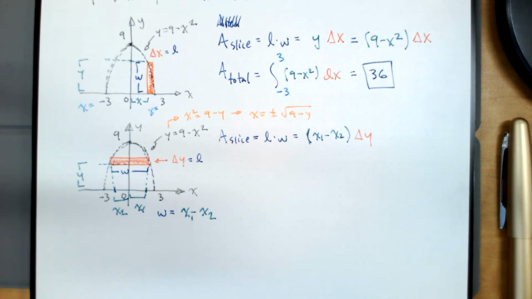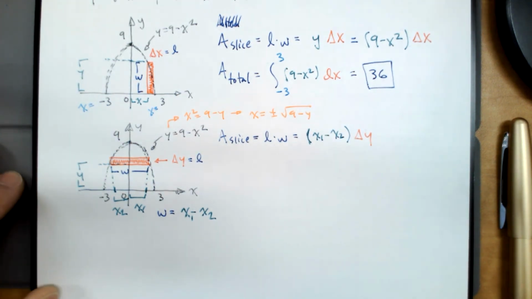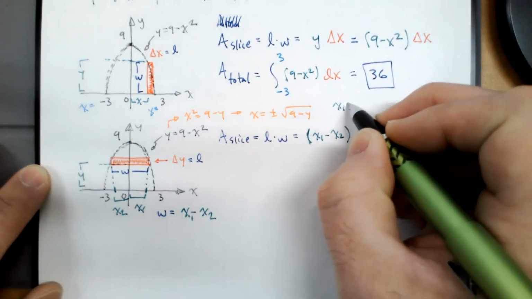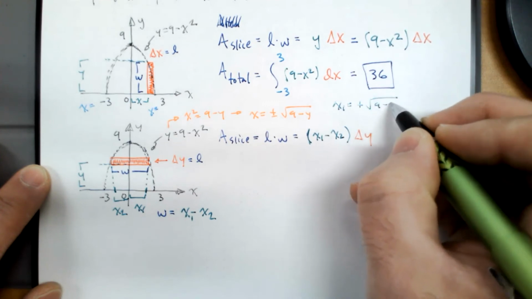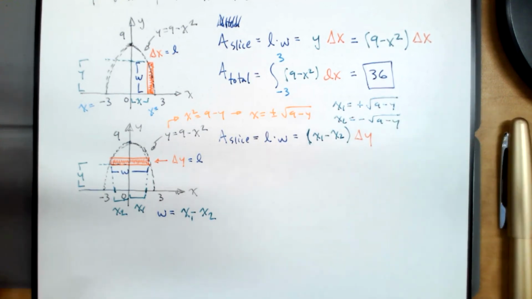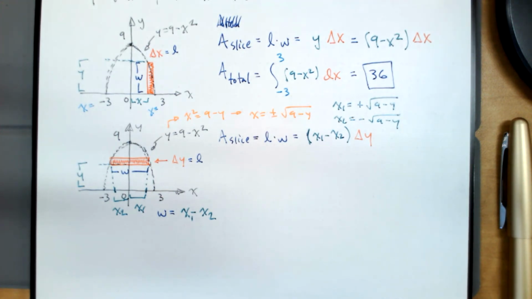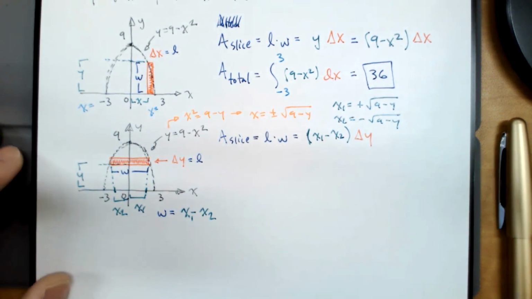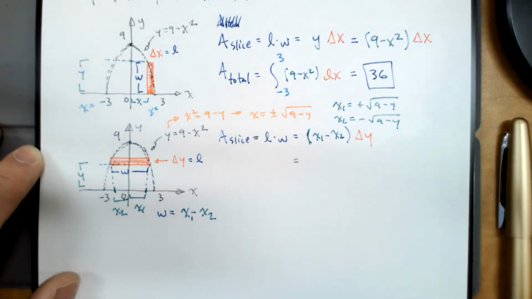Last time, this decision was easier because all the x's were positive. I clearly wanted the plus square root of 9 minus y. But in this case, I have two x's, and there are my two x's, the plus and the minus. So it looks like x1 is going to be the plus square root of 9 minus y, and x2 is going to be the minus square root of 9 minus y. So if I have plus square root of 9 minus y, minus a minus square root of 9 minus y, that'll give us 2 square root of 9 minus y.